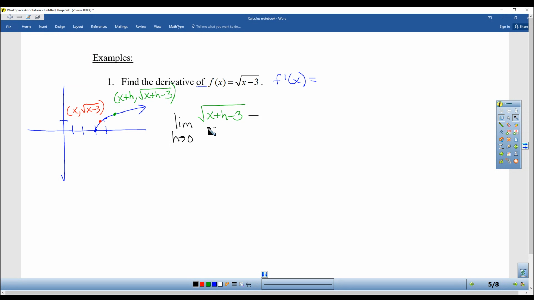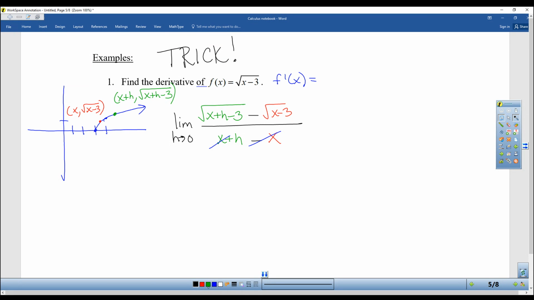minus y1, which is square root of x minus 3, and then x2 minus x1. As you guys know, the x's always cancel, which leaves me an h on the bottom, and that's why we need a limit, because you can't actually have h be 0. There's nothing short of this. I'm just going to tell you, this is a trick, and you have to learn it. I think it was on limits D for the homework.